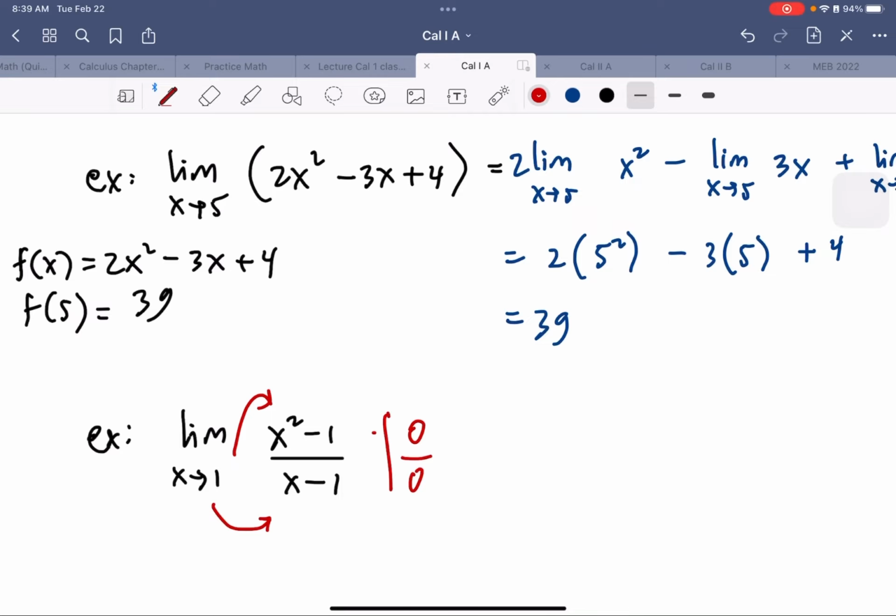Now we actually call this indeterminate form. But we will learn indeterminate form later on around chapter 6. But for now, when we have this, there are several methods that we can use.